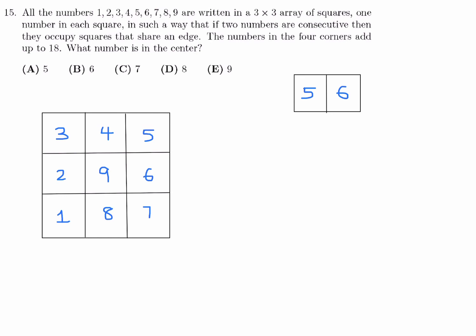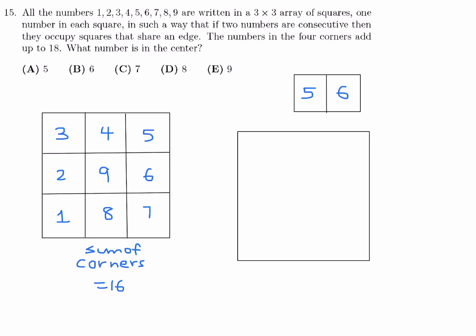Does this work? Well, according to the share an edge part of the question, it all works because all consecutive numbers share an edge. But I've also got to satisfy the criteria that the numbers in the corners add up to 18. Let's see, I got 3, 5, 8, 1, 7, 8, 16 is the corners. The sum is 16, so that's no good. Okay, no problem. That was a pretty decent first attempt. Let's try again. I've got to somehow get the corners to add up to 18.